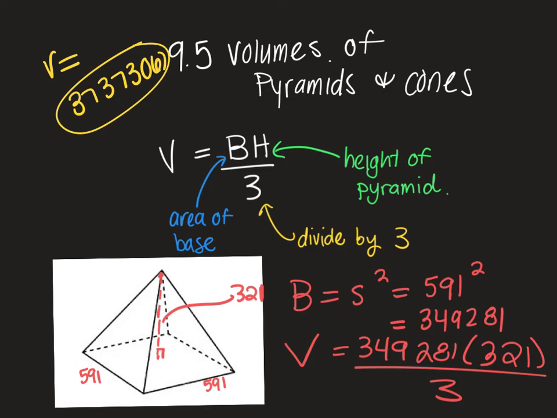So really, it's the exact same as finding the volume of a prism, except we just have to divide by 3. That's it. So, no other steps, still no lateral anything. We're just area of the base, height of the pyramid, divide by 3. So, volume is still short, sweet, and to the point.